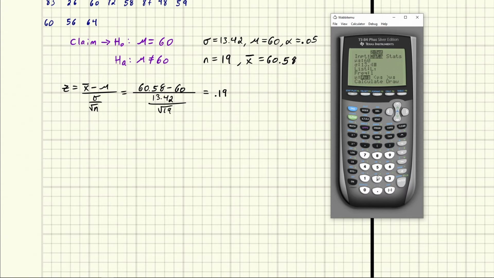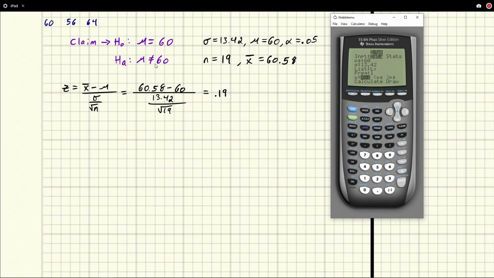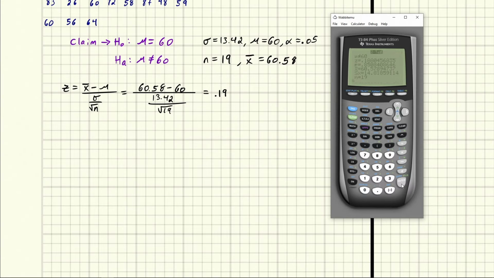So we put that in. Our data list is list 1. That's the one we used. Frequency, leave that at 1. And then mu naught is not equals to. Makes sense. And then we hit calculate.